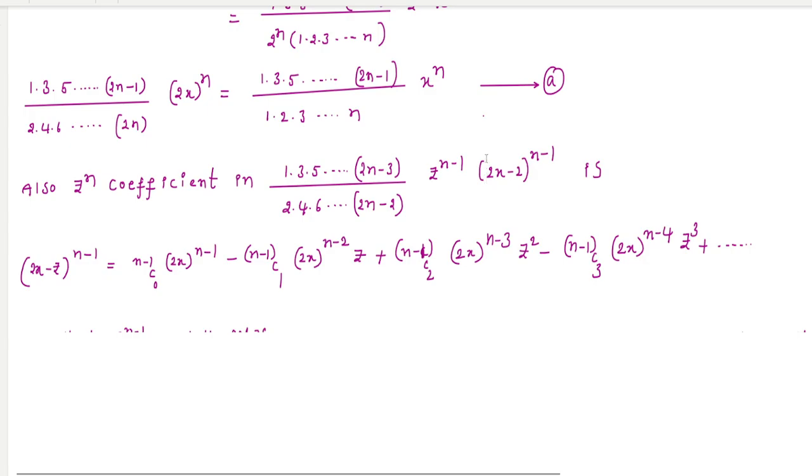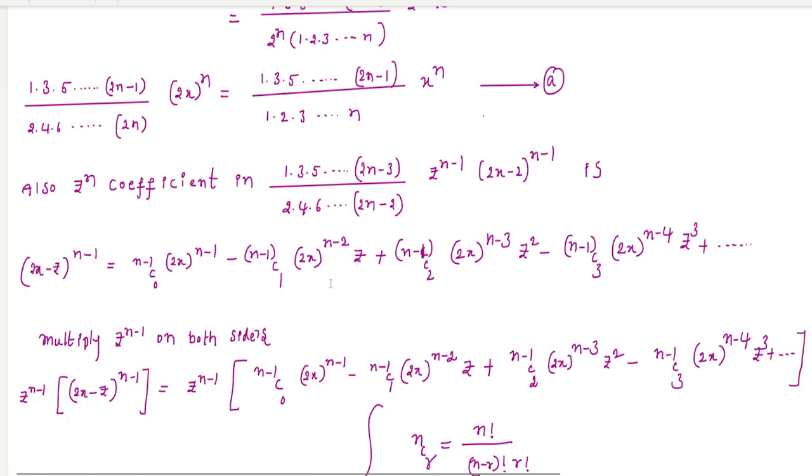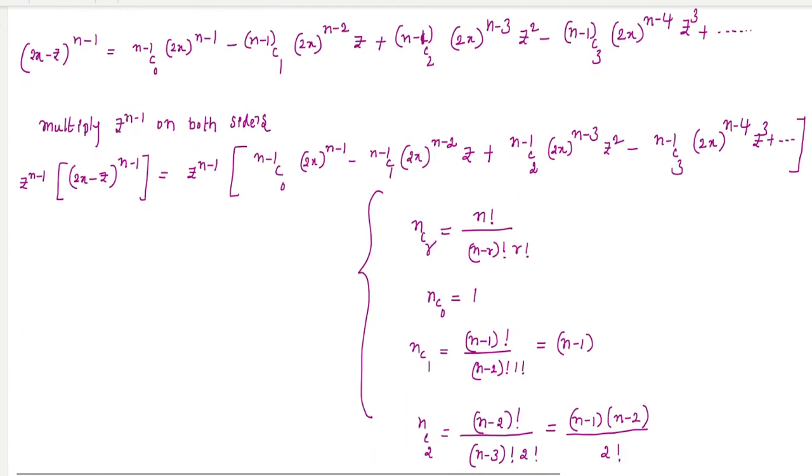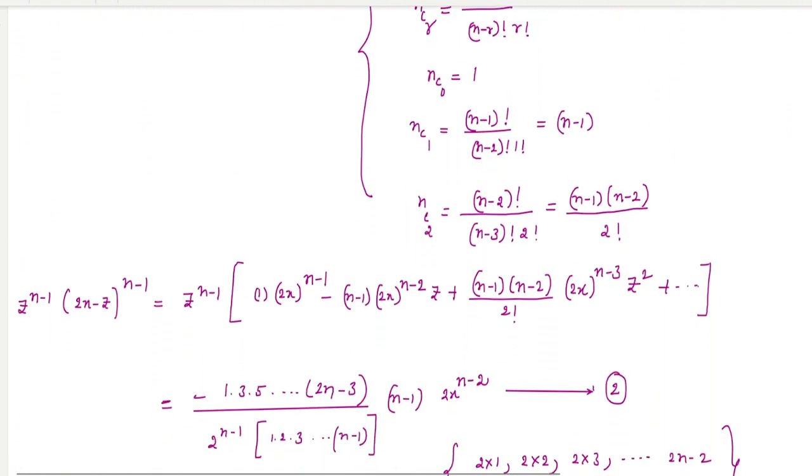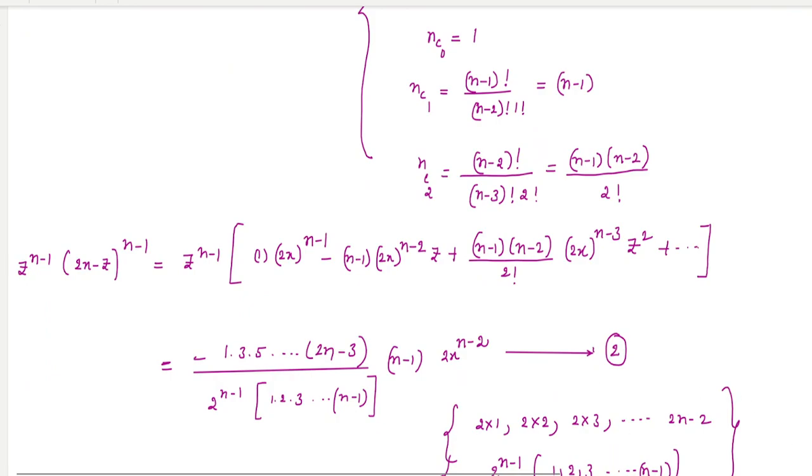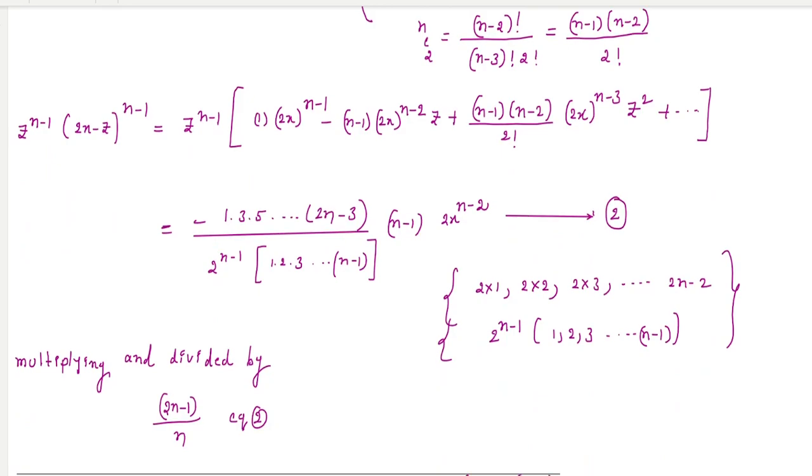For that, we need to expand this term first, (2x minus z) whole power n minus 1. Then multiply this term. So in front of this term, z power n minus 1 is there. Then you compare z power n coefficient. After multiplying z power n minus 1 on both sides, you will get this equation. Then simplify this one using the nCr formula. So you will get the z power n coefficient in the n minus 1 term.